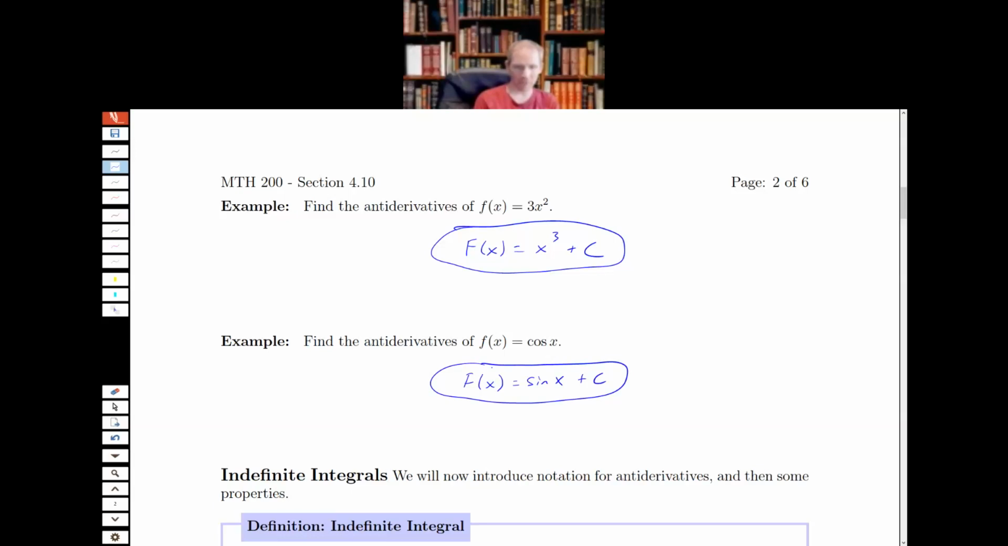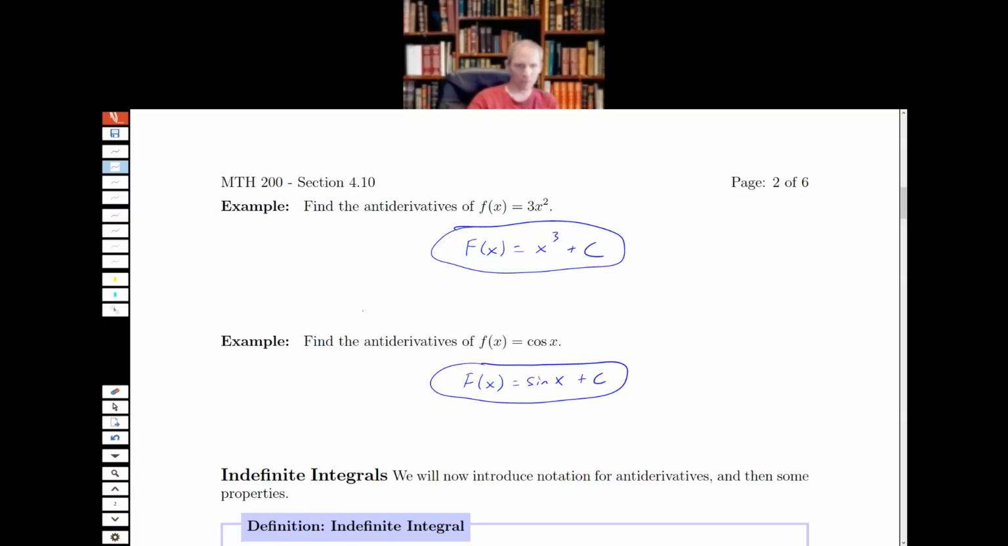Okay, so when I put that plus c on, I get that family of all antiderivatives. All right, now this is a little bit cumbersome when we say find the antiderivative. That's a lot of words. We want to change this into some symbols so that I can just write this as a math equation instead of having to write a bunch of words.